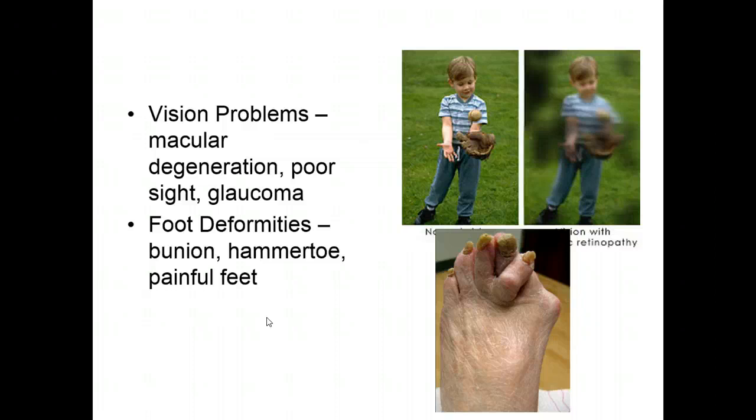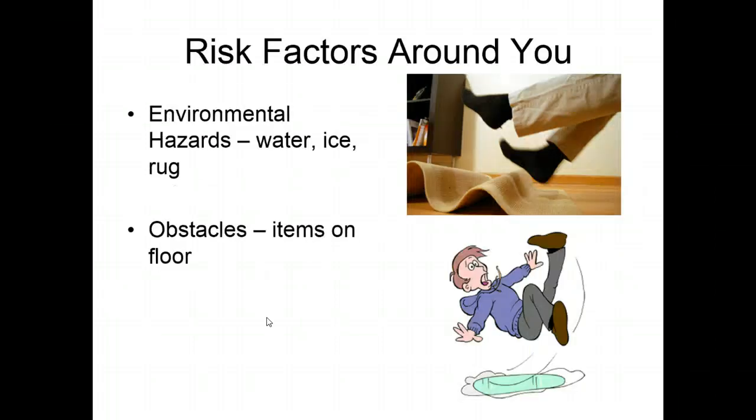But let's look around you. What can be around you that can be a risk factor? Well, let's look at some hazards that can be around you. For example, water, ice, but most importantly a rug. Inside your house, rugs are one of the biggest reasons for people to have falls. So if you have rugs, make sure to take them up and don't put them down.